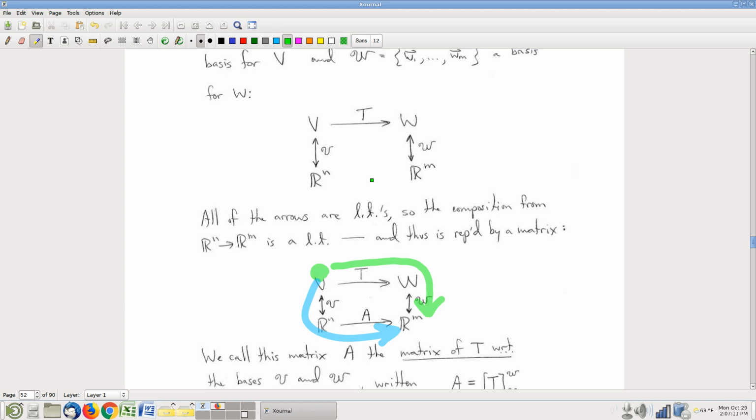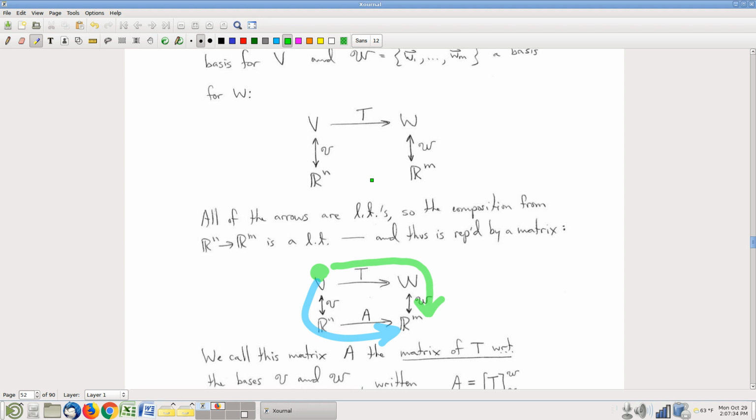Yeah. So, following that diagram, if A were inverted, you could go backwards on the blue arrow. Would that then mean that you could go backwards on the green arrow, like that T would be bijective if A is invertible? Sure. Yeah, that's totally fine. Yeah, absolutely.